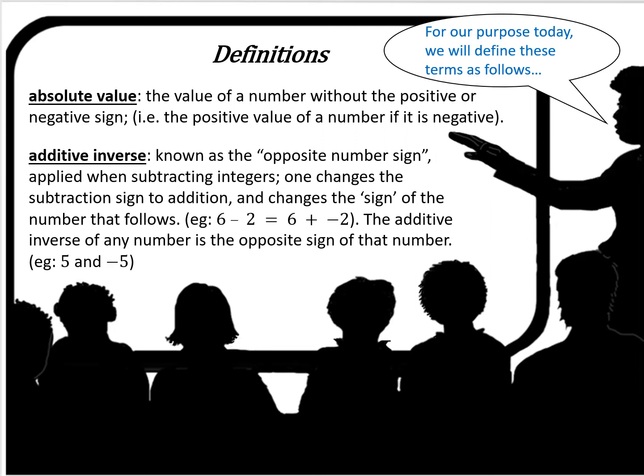Additive inverse is also known as the opposite number sign applied when subtracting integers. One changes the subtraction sign to addition and changes the sign of the number that follows. For example, 6 minus 2 equals 6 plus a negative 2. The additive inverse of any number is the opposite sign of that number. 5 and negative 5 are additive inverses of each other.